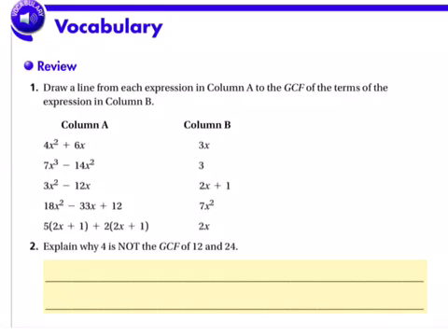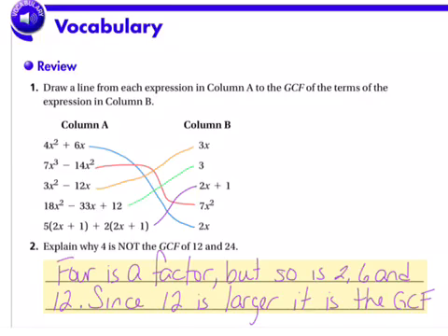Our vocabulary word is greatest common factor, so draw a line from each expression in column A to the greatest common factor in column B. Second, explain why 4 is not the greatest common factor of 12 and 24.